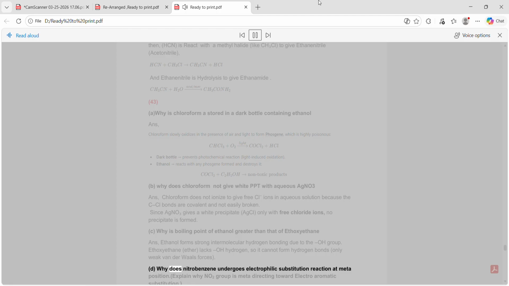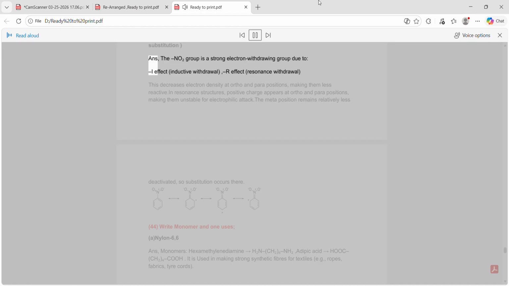Why does nitrobenzene undergo electrophilic substitution reaction at the meta position? Explain why an NO2 group is meta directing toward electrophilic aromatic substitution. Answer: The NO2 group is a strong electron-withdrawing group due to the I effect (inductive withdrawal) and the R effect (resonance withdrawal).